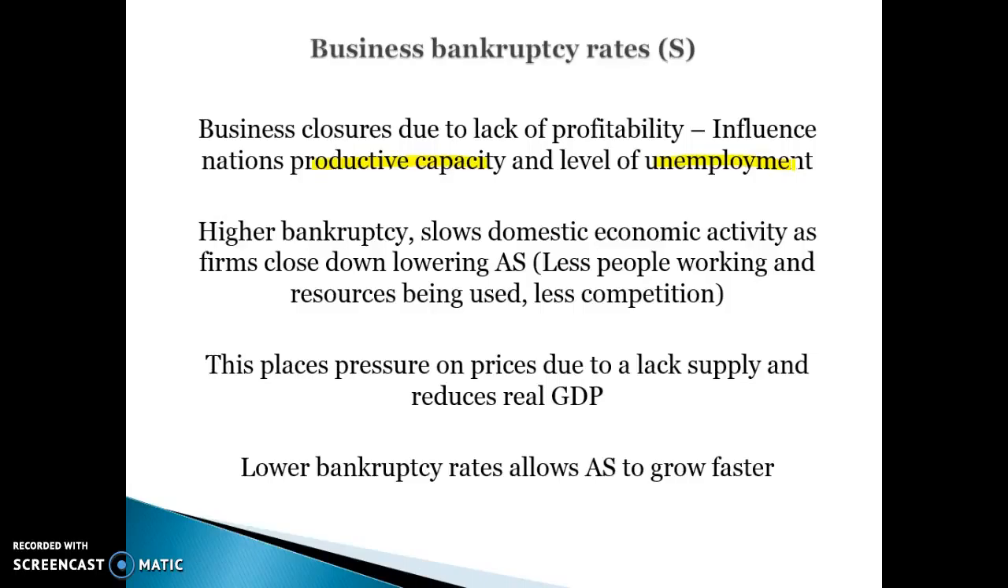There'll be less competition. You might see firms having higher production costs purely because of the lack of competition. And this is going to place pressure on prices due to a lack of supply, so there'll be less supply available, and that can lead to shortages, it can lead to higher prices, and can lead to higher inflation. And all of this will lead to a reduction in aggregate supply, less international competitiveness because prices are higher, potentially leading to a contraction in demand, less consumption expenditure, less employment within the economy.